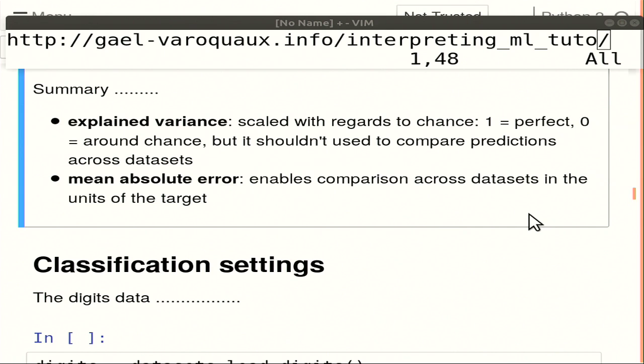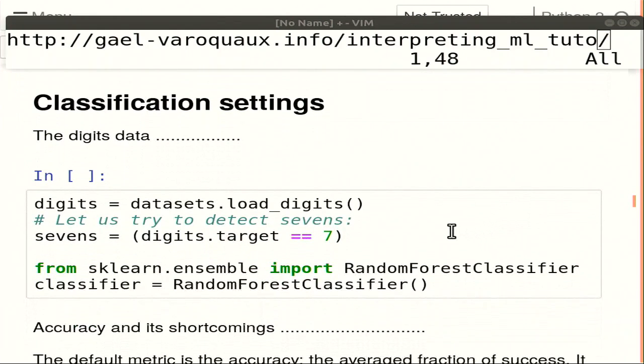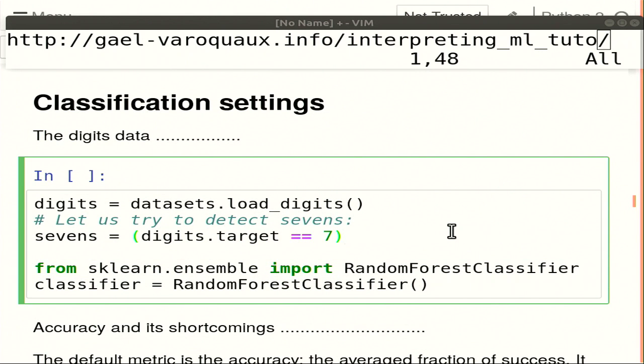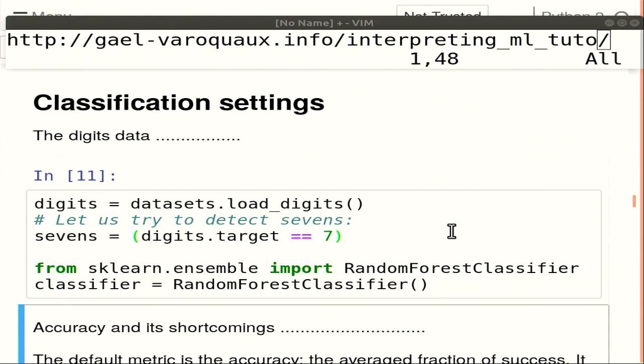All right, any other questions on this? Okay, so let's move to classification settings. And for classification settings, we'll be using the digits data set. The digits data set is a data set that's shipped with scikit-learn. It's handwritten digits, but it's not the famous MNIST data set. It's a simpler one. And we're first going to try to separate sevens from something else. So as a target, I'll just use a vector of 0s and 1s, which is whether a given digit is a 7 or not, okay? And I'll just be using a random forest classifier.